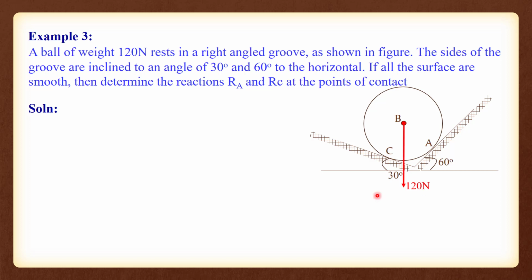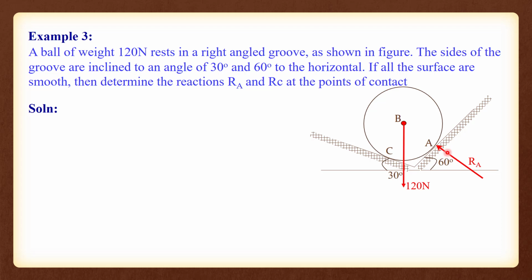So first we will draw the weight of the ball, acting vertically downwards through the center of gravity. Then here we can see there are two contact surfaces, so definitely there will be two reactions. First I am going to remove the surface at A. When you remove the surface, you need to replace it by the reaction.